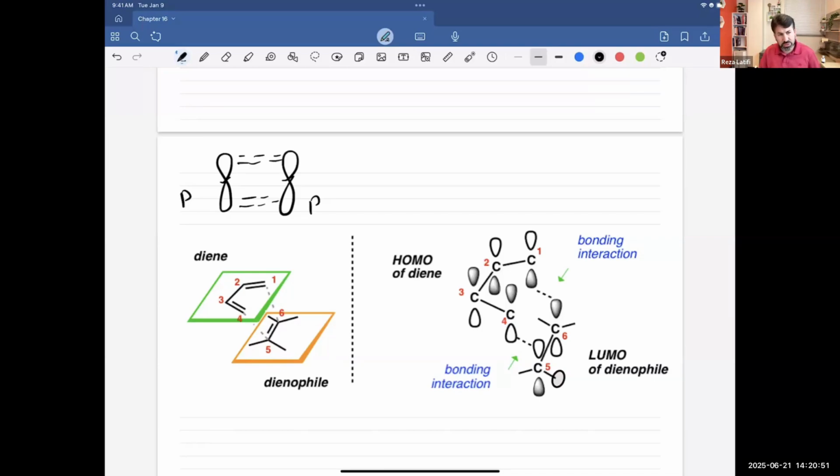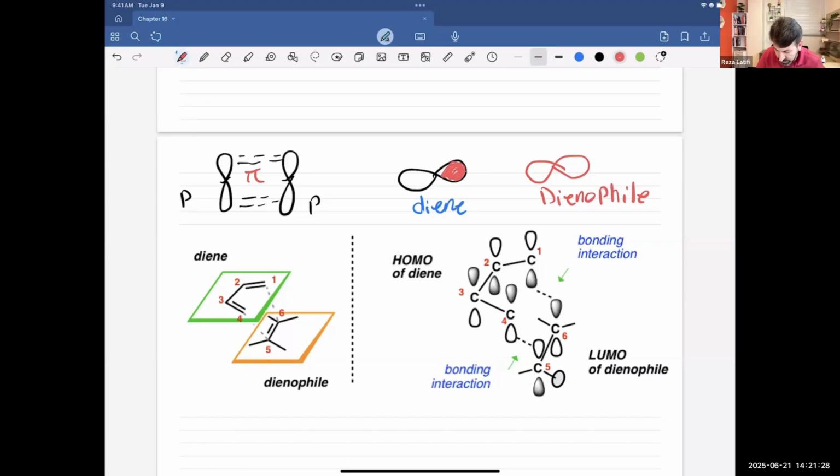Now, you want to use a p orbital from each molecule, so for example from the diene, and you want to interact it with another p orbital from the dienophile to get sigma interaction. The only way to get sigma interaction is to have head-to-head interaction. Otherwise, if they are parallel, they will give you pi interaction. So we want them to go head-to-head, and they need to have the same faces.